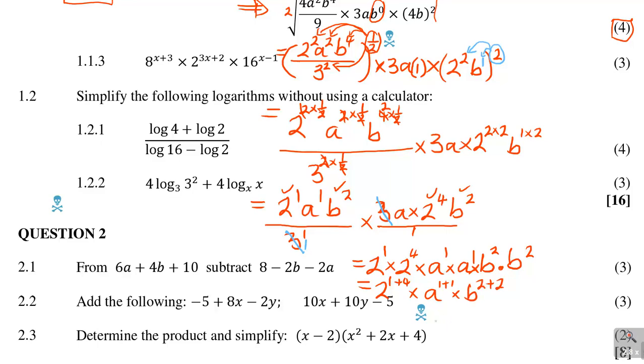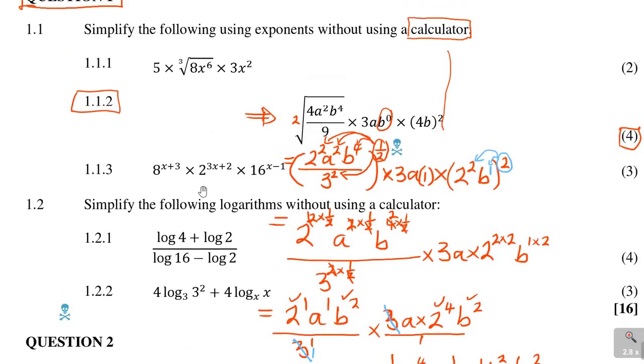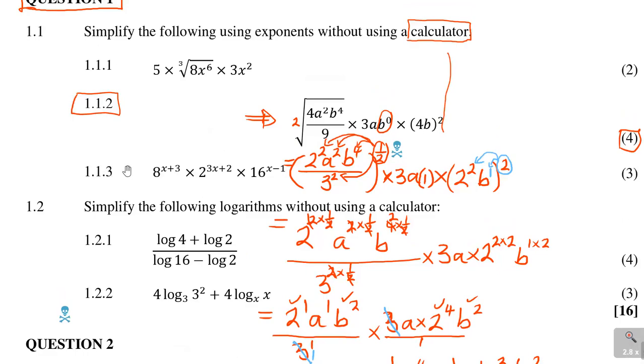So the answer therefore becomes 2 to the power of 5, a to the power of 2, and b to the power of 4. This is what you get when you simplify that. Now, as an assurance, as I told you, I always feel much better if I test my answer.